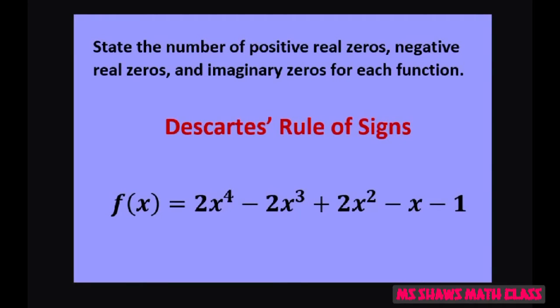Hey everyone, we're going to state the number of positive real zeros, negative real zeros, and imaginary zeros for our function given using Descartes' rule of signs. So basically, the first thing we're going to do is find the number of positive real zeros.